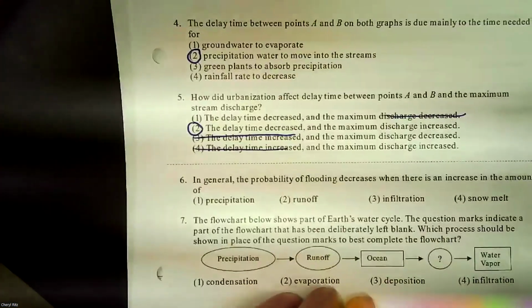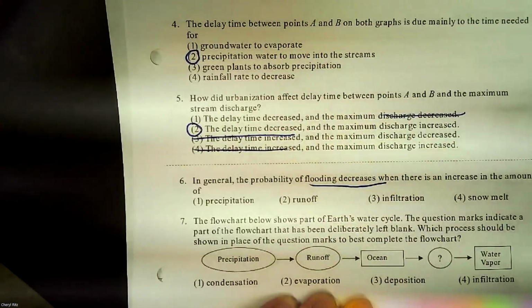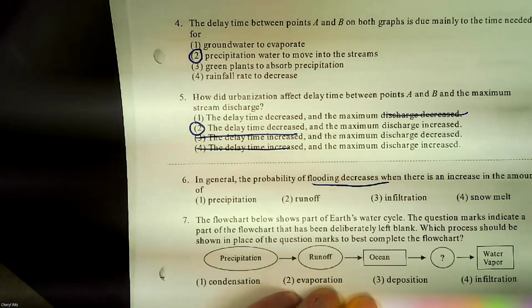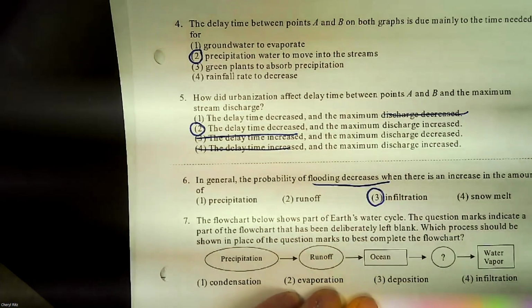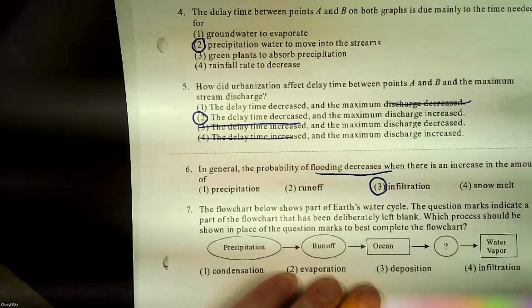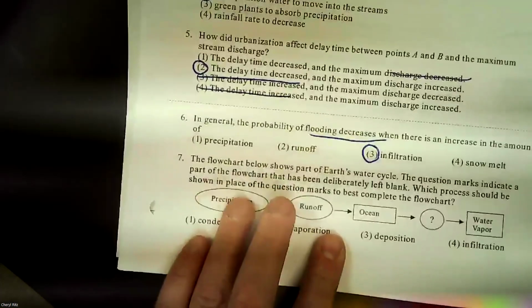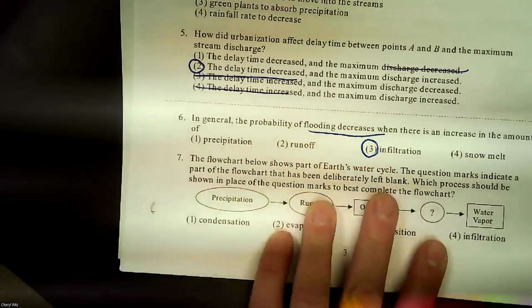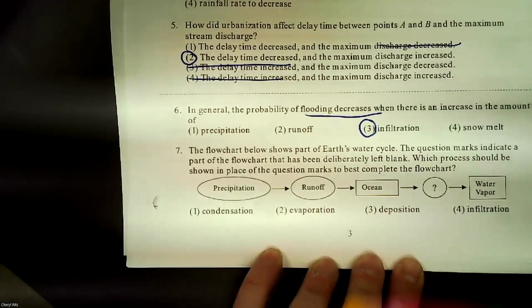In general, the probability of flooding decreases when there is an increase in, show me what you thought first, 1, 2, 3, or 4. All right, I think I'm seeing C, yes. There'll be less flooding if there's more infiltration, so less flooding with more soaking in. So you can see the importance of knowing the definitions for the vocab words.